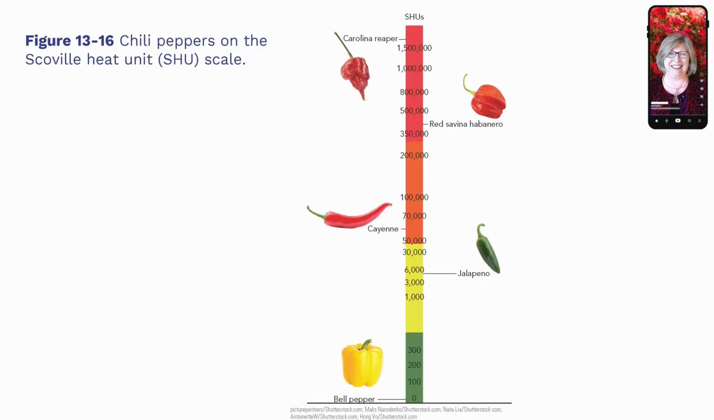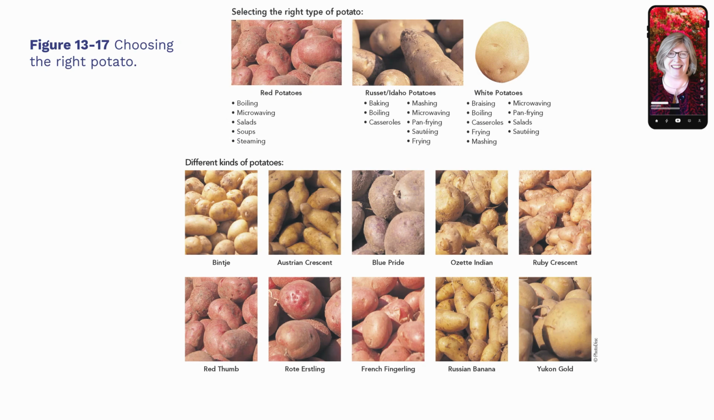Figure 13-16 shows chili peppers on the Scoville heat unit scale from bell peppers with a 0 rating all the way up to the Carolina Reaper. Figure 13-17 shows various types of potatoes, from red potatoes to russet Idaho potatoes to white potatoes, and then quite a few that you may not have seen before.